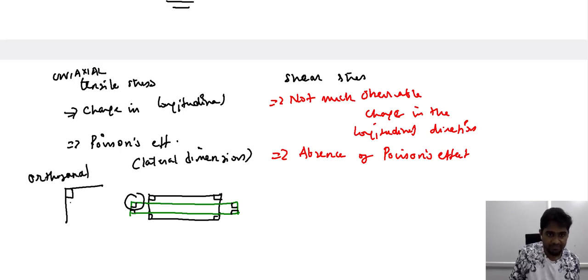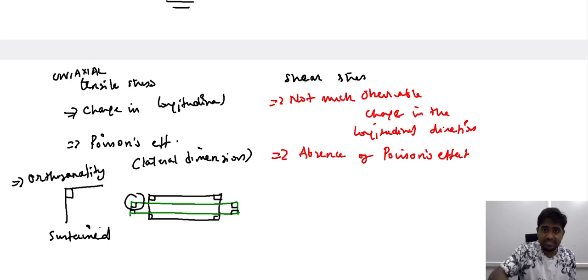So orthogonal sides: we find the orthogonal sides of the given sample remain orthogonal even after extending or changing its lateral and longitudinal dimension. The orthogonality is sustained. So under the uniaxial tensile loading, the orthogonality is sustained. The sides that are perpendicular to each other, even after exhibiting a change in the longitudinal dimension and also in the lateral direction, the orthogonality is maintained. The angle between these two is maintained.